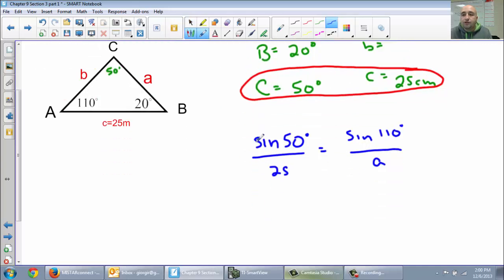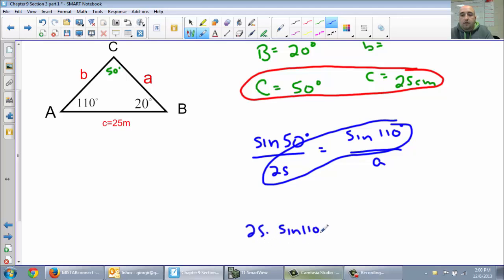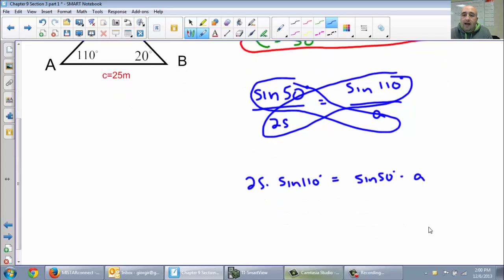So this is what we're going to do. We're going to do this just like we would do any other fractions. We're going to cross multiply. 25 times the sine of 110 is equal to sine of 50 degrees times A. And now what do we need to do to finish this up? Our goal is for A, so we're going to divide by sine of 50.